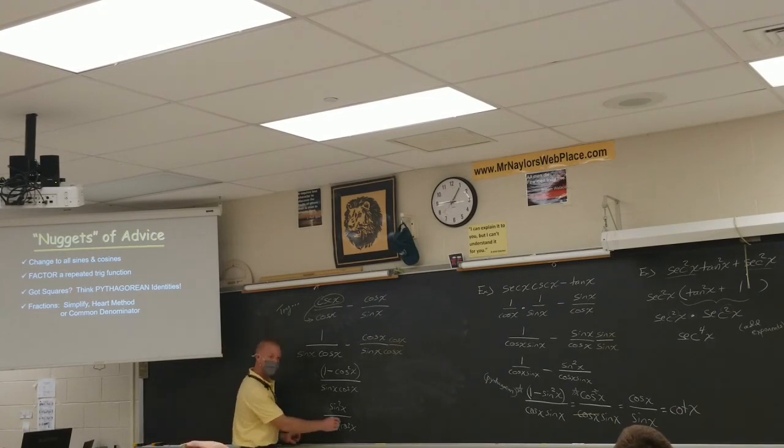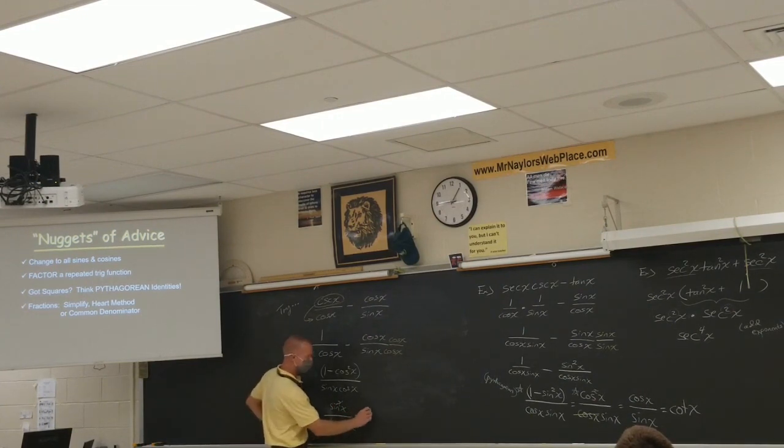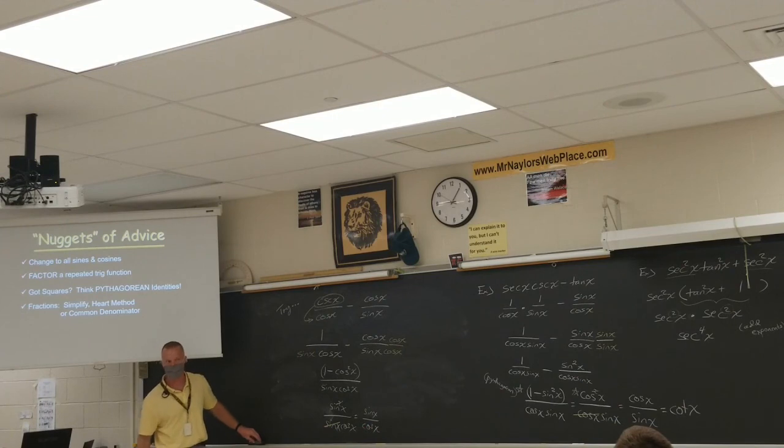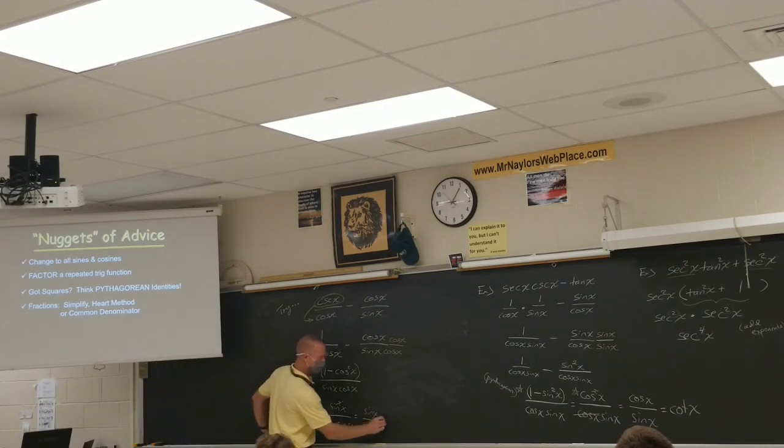I'm getting a sense that you guys realize that these signs cancel, and that leaves us with sine over cosine. But of course, sine over cosine is the same as tangent.